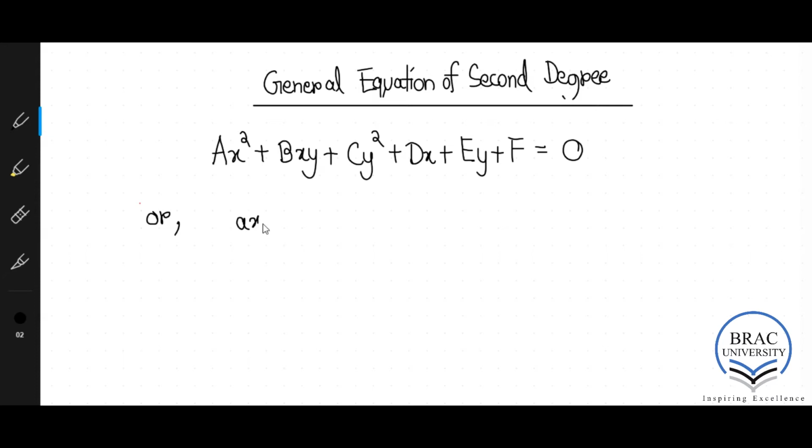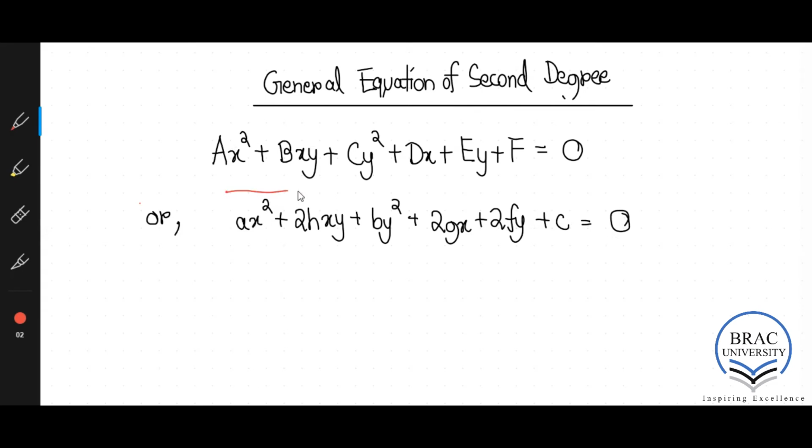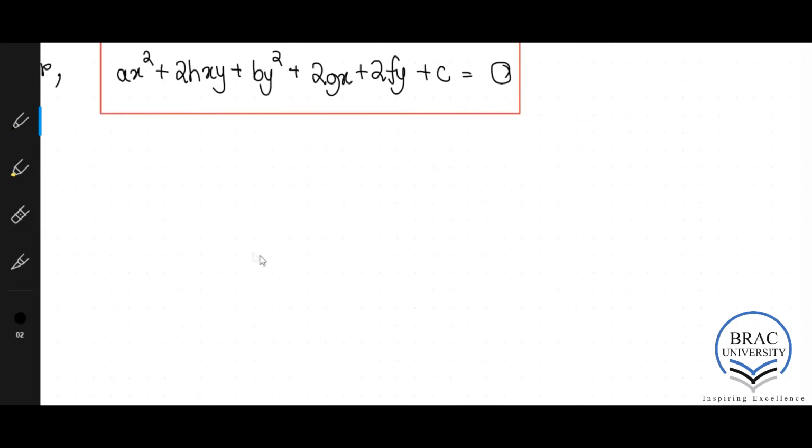We can have ax squared plus 2hxy plus by squared plus 2gx plus 2fy plus c is equal to 0. We'll be using this form for some ease in the notation. Okay, so let's go forward and see how this is helpful.